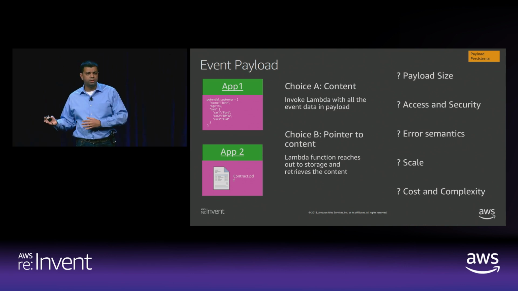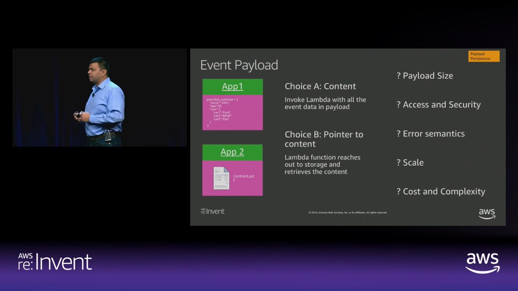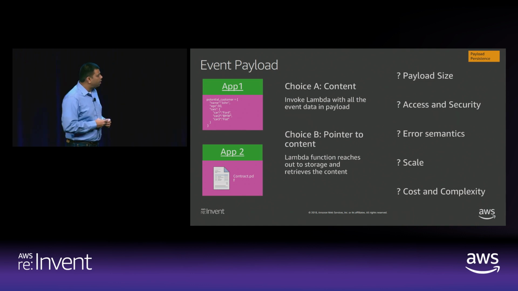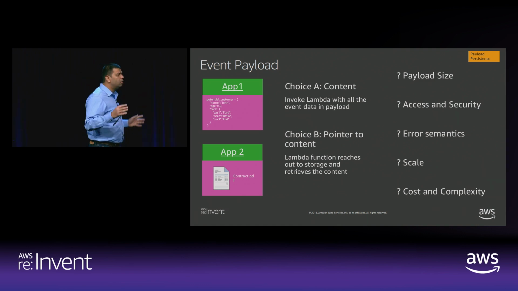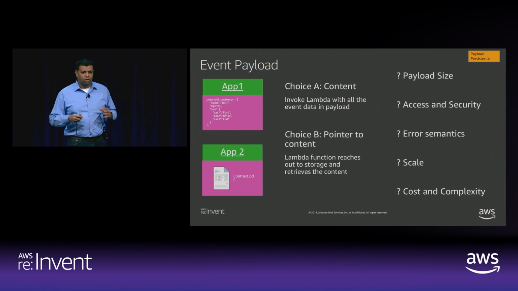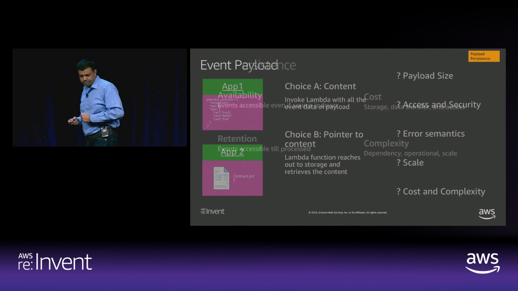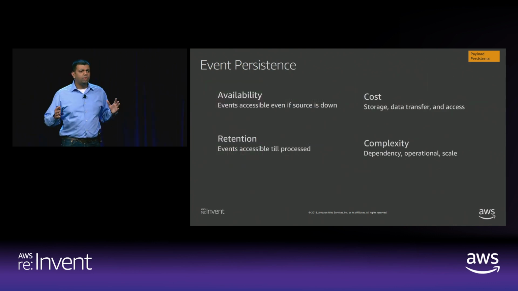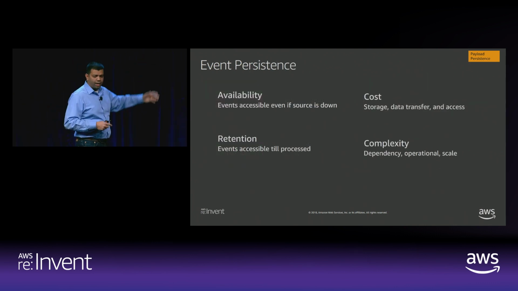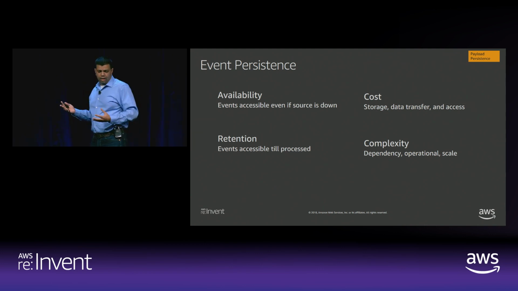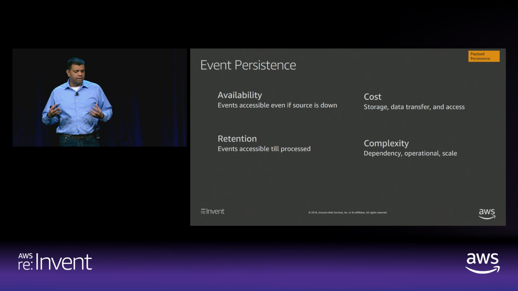So if you're storing it in a persistent storage, you need to ensure that persistent storage has the ability to scale to meet the needs of your application as it grows. And lastly, as you bring in new components to your system, you need to evaluate the implications of cost and complexity that it adds onto your architecture. So essentially, the choice here really boils down to these 4 factors: the availability, cost, retention, and complexity implications of making that choice.